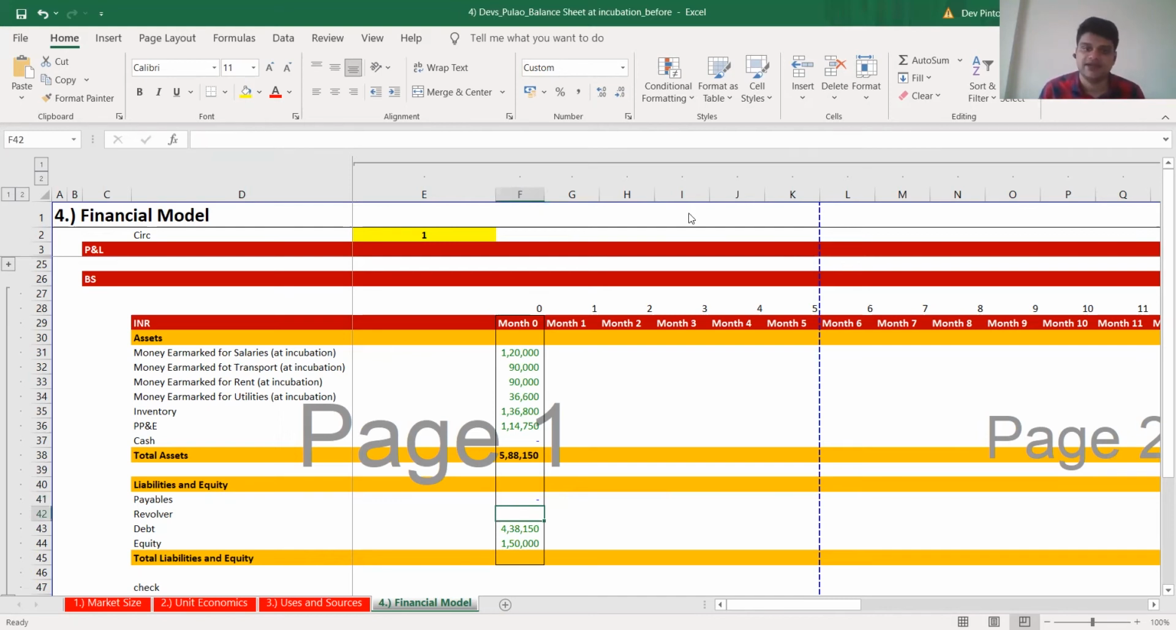Second item, revolver debt. What is revolver debt? Revolver is a form of short-term debt. What purpose does it serve? In the case that I start this business, I start Dev's Pulao, and the business burns cash in the first few months, I might need additional funding to cover that cash shortfall. Revolver is nothing but a facility to help provide me this. We will cover revolver in great depth in the debt schedule later on, but for now, just think of it as a short-term debt instrument to help you cover short-term cash flow issues if necessary.